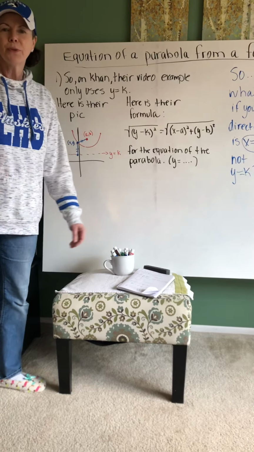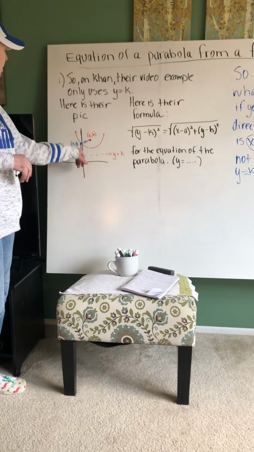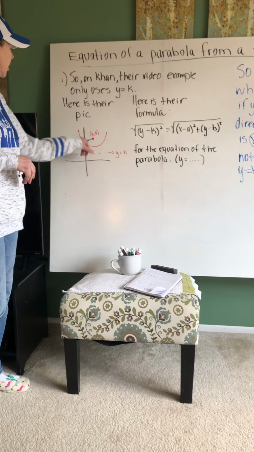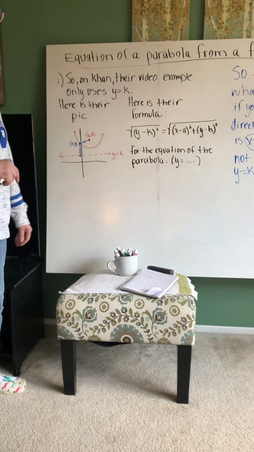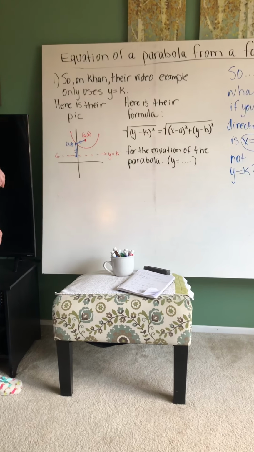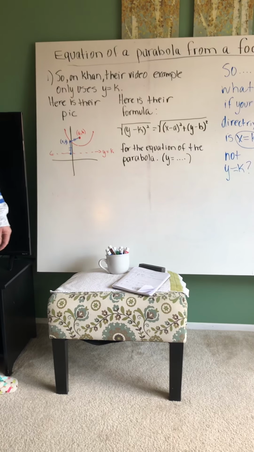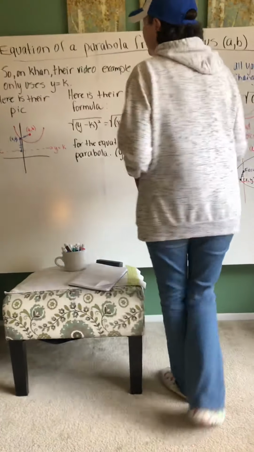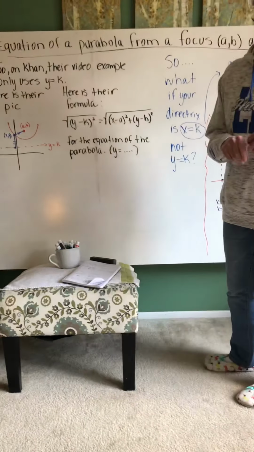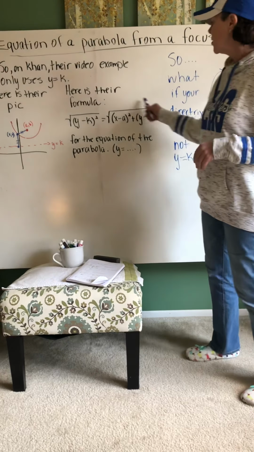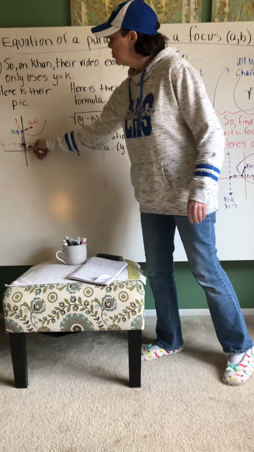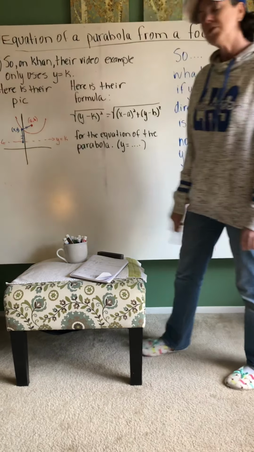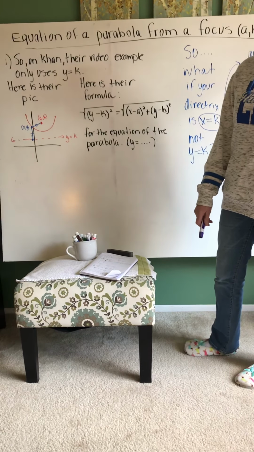So take a look here. A, B is our focus, always on the inside of the parabola. X, Y is a point on the parabola. And our directrix is y equals k. You probably remember this from Algebra 2B. So here's their formula. I'll just explain it simply, but it's pretty easy to fill in if you know what you're doing. Let's look here first. They're saying these two blue lines are equal to each other. That's what makes a parabola a parabola.